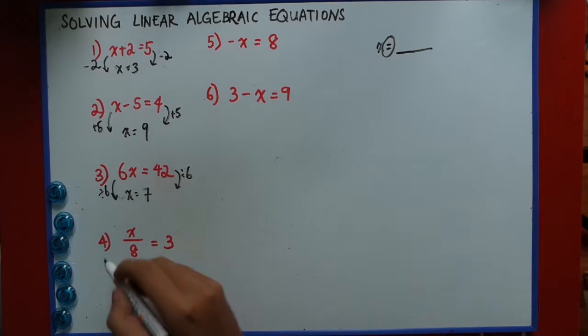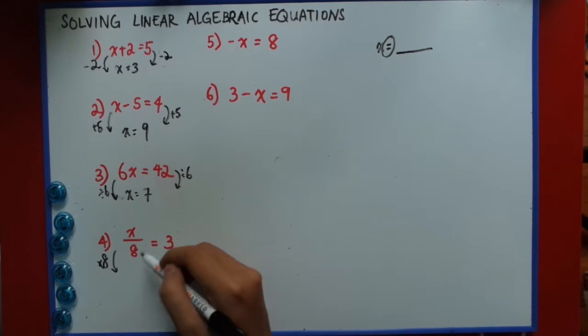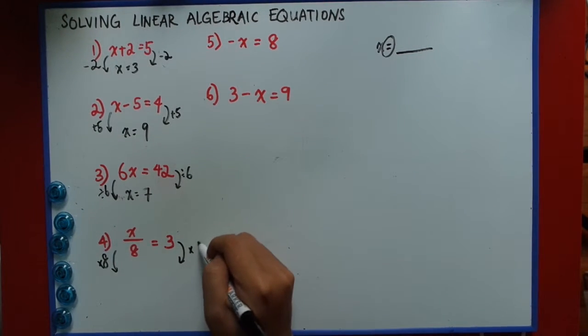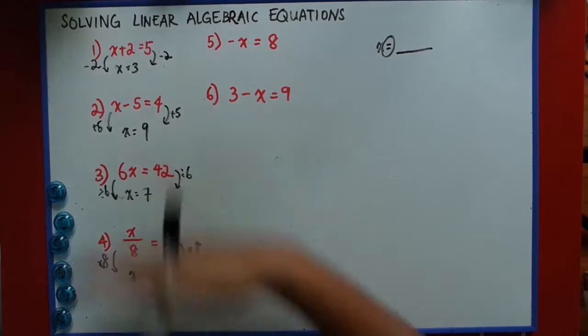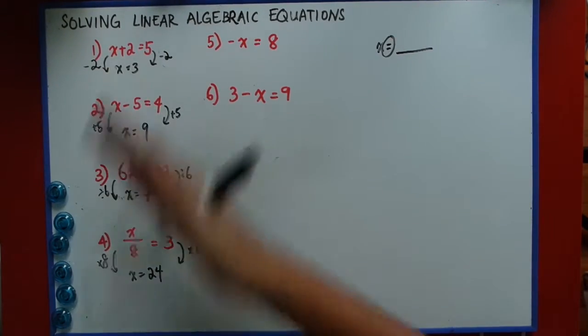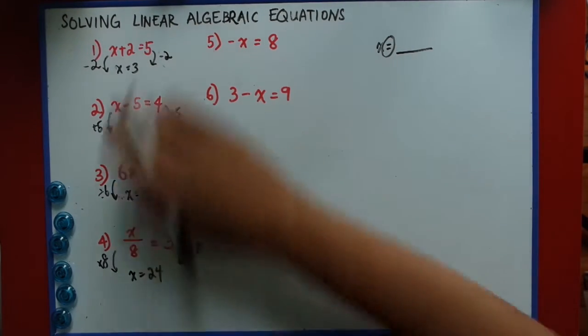What do I do here? I times this number on the bottom, so I get x. So there's 24. These are the 4 operations. A linear algebraic equation will be a combination of all these operations that you have to do. It will not be so straightforward as you go on to things that are more advanced. So just keep this in mind for now.